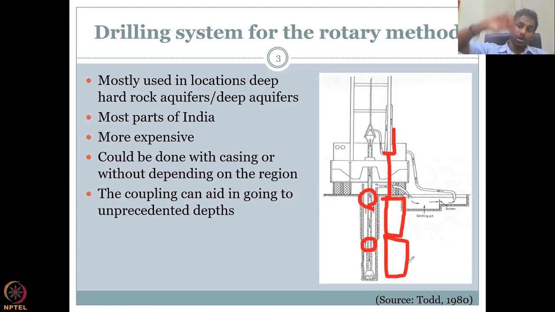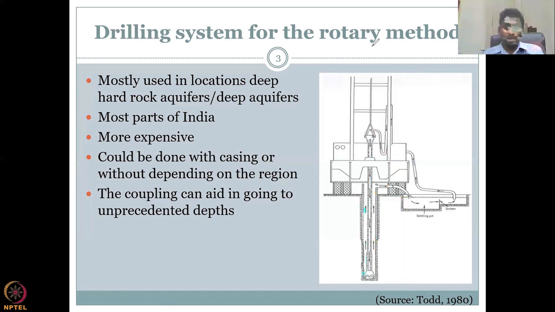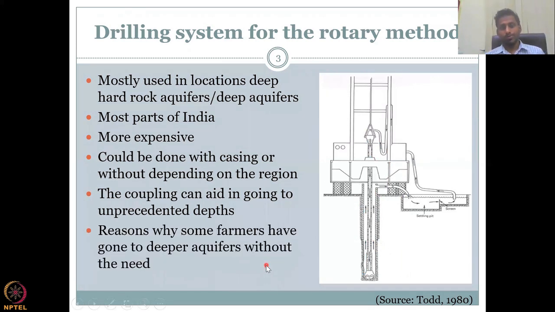It's like a steel pipe, which is connected to the drill. And then it goes in and rotates. So this is the part which rotates. Okay, it rotates and then the whole body of the drill rotates. What I'm trying to say is the drill body is not one length. It can be increased by coupling. And that is how easy it is comparatively to drill deeper depths. So with this ease, what do farmers do? Farmers have gone deeper to aquifers without the need.